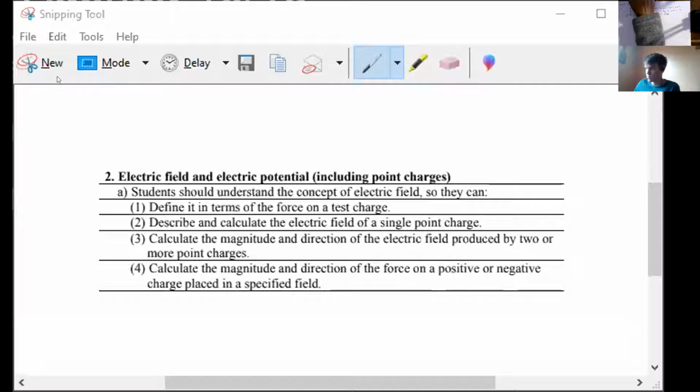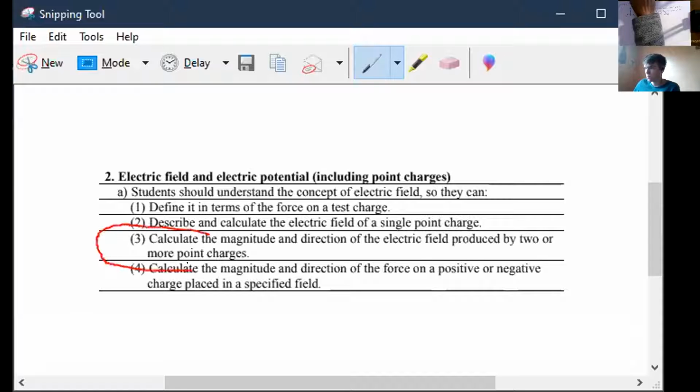So I also want to make sure I go over these are the objectives we're looking at for this lecture, right? This example specifically is for point number 3 here. We want to calculate the magnitude and direction of the electric field produced by 2 or more point charges. That's one thing that's going to come up pretty often in this class. It's helpful to be aware of what objective we're looking at.